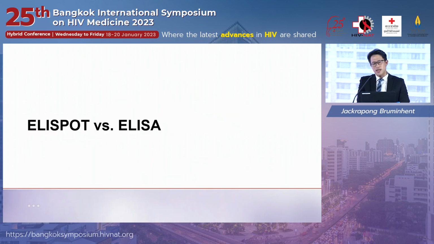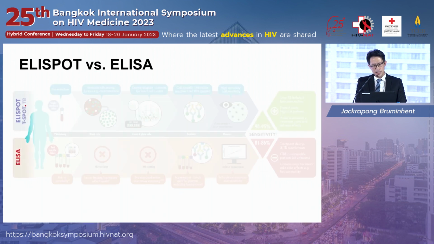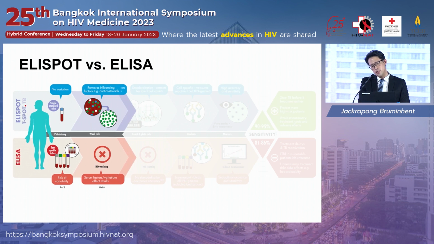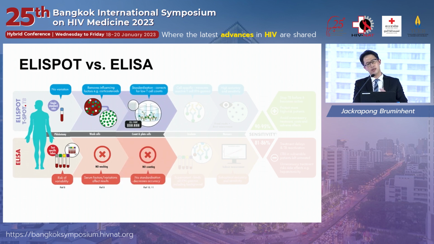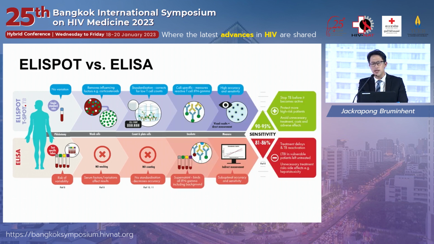But the question is, when you want to pick between ELISpot or ELISA, which one would you pick? And is there anything you should be concerned about? Basically, this is the picture that shows you the difference between ELISpot and ELISA. The upper part represents the ELISpot test. When you order an ELISpot test, you get the blood from the patient and put it in the heparin tube, and then the lab will do the rest. You don't need your patient to come back.